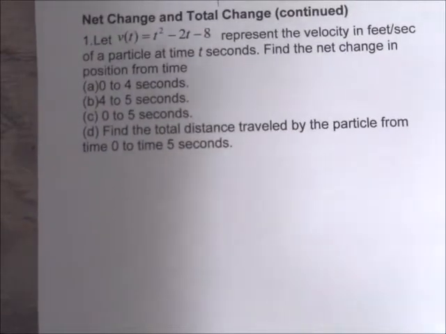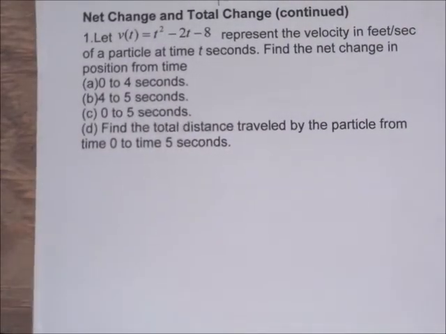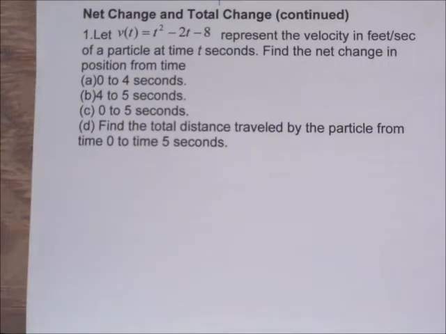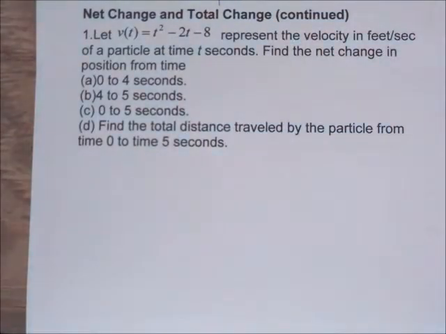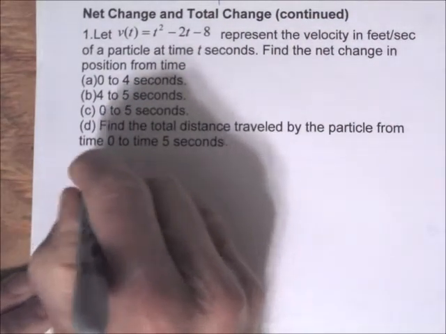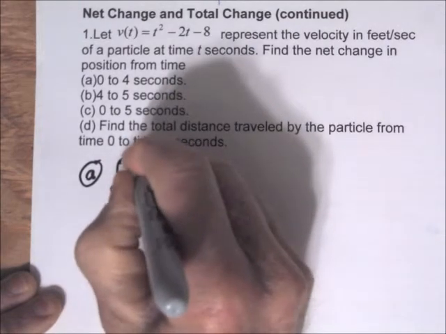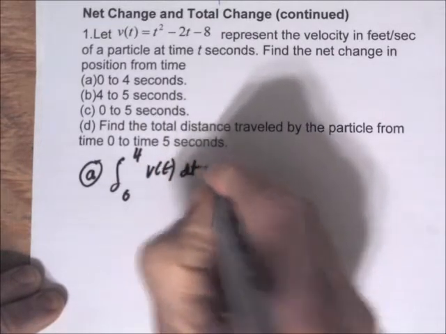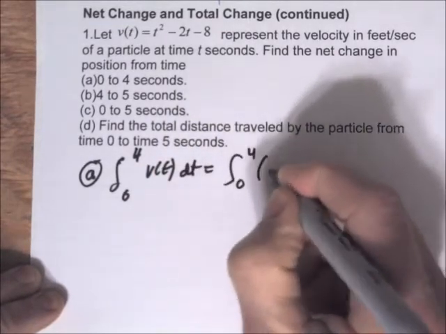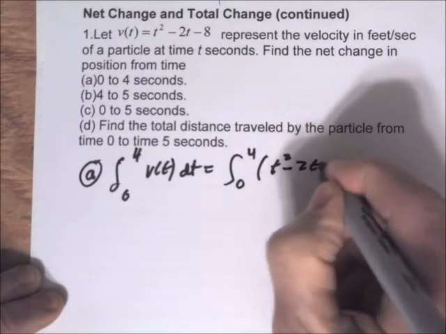Here's an example. The velocity v of t is t squared minus 2t minus 8. It represents the velocity in feet per second of a particle at time t seconds. Find the net change in position from time 0 to time 4 seconds. So the net change is going to be the integral from 0 to 4 of v of t dt. So that's going to be the integral from 0 to 4 of t squared minus 2t minus 8 dt.